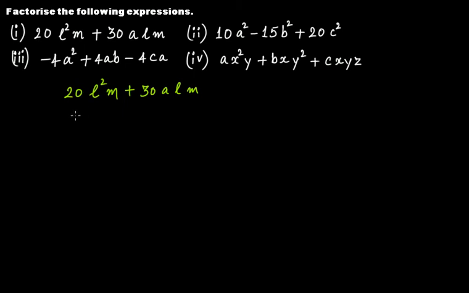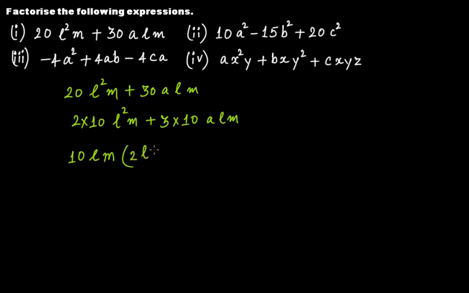in these two terms. You can write this as 2 multiplied by 10, right? Then l squared m and 3 multiplied by 10 alm. And you can quickly tell that 10 is common factor, and here you have l, here you have l squared, so l is common. Here you have m, here you have m, so 10lm is common, and therefore if you write this in this way, this will be 2l plus 3a, right? So this will be the factorization of this algebraic expression.